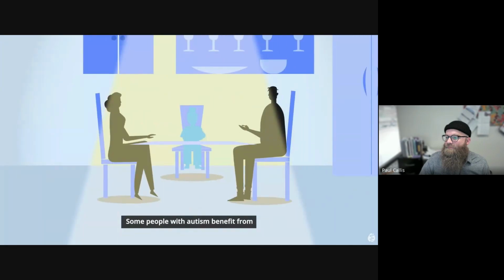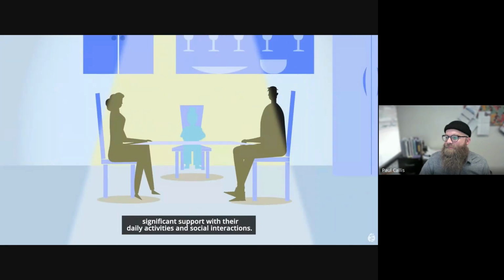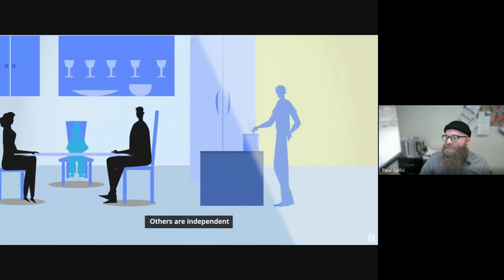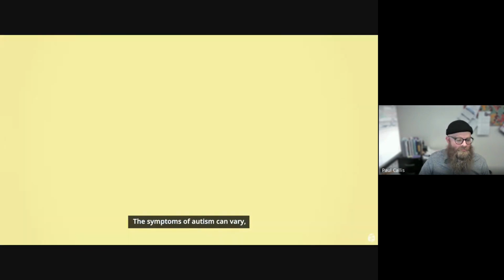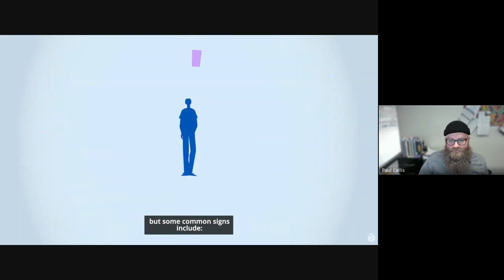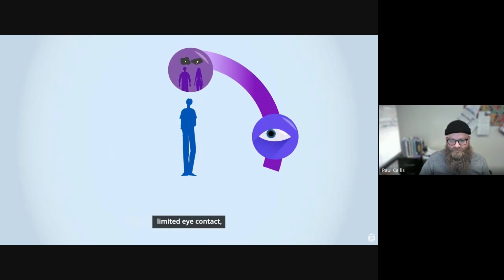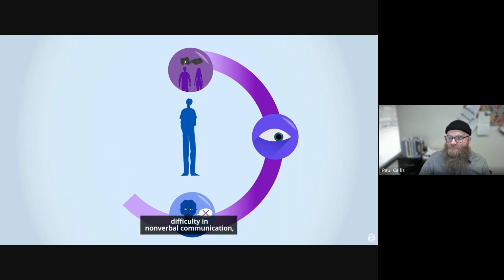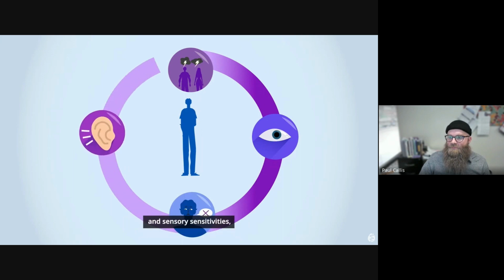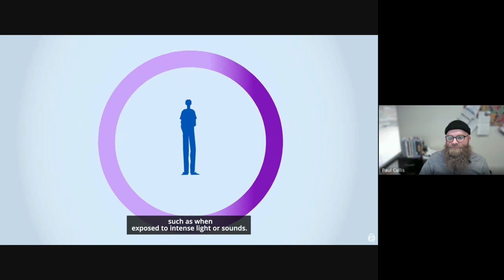Some people with autism benefit from significant support with their daily activities and social interactions. Others are independent and do well in many areas of life, but may struggle socially. The symptoms of autism can vary, but some common signs include difficulty with social interactions, limited eye contact, difficulty in nonverbal communication, and sensory sensitivities, such as when exposed to intense light or sounds.